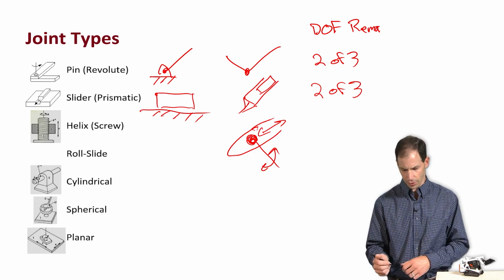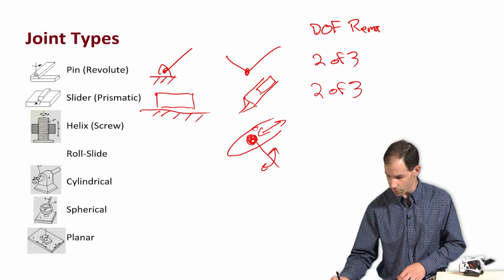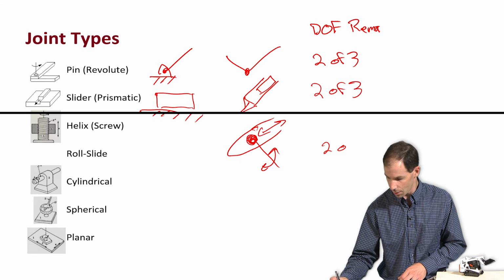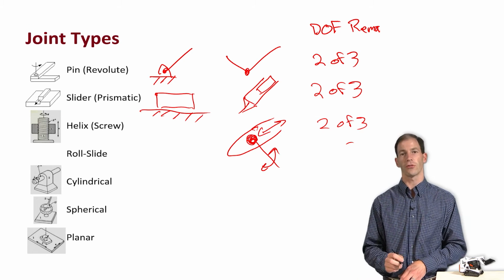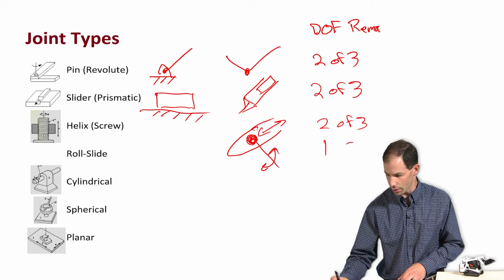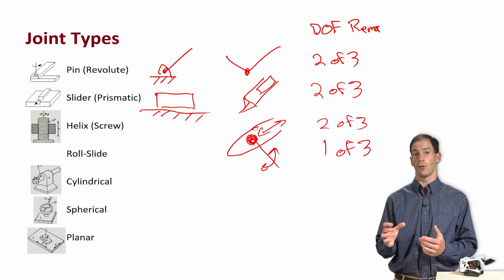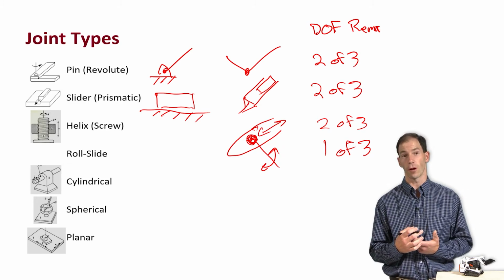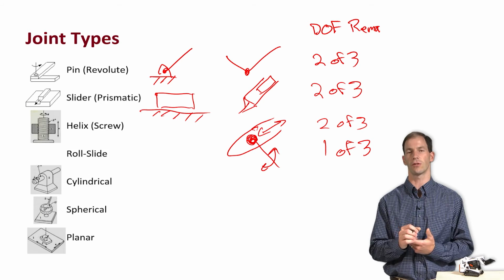When I move to the helix, I'm again restricting this to 2 of 3. Let me put that up by the helix. 2 of 3. The roll-slide connection, I'm allowing 1 of 3, meaning that I'm removing 1 degree of freedom. I cannot move in the Y direction, but I can move in the X direction as well as rotate.